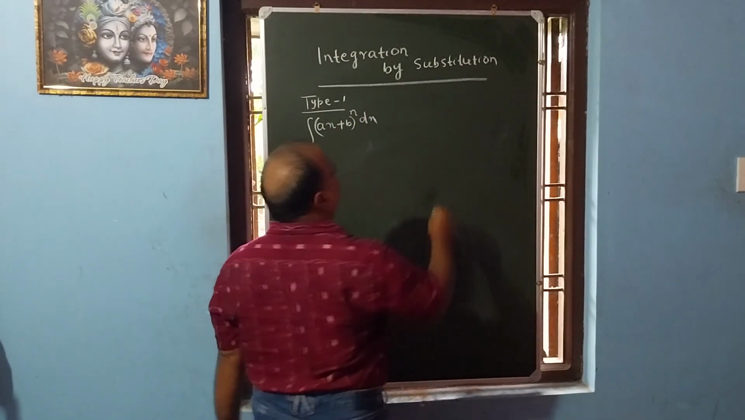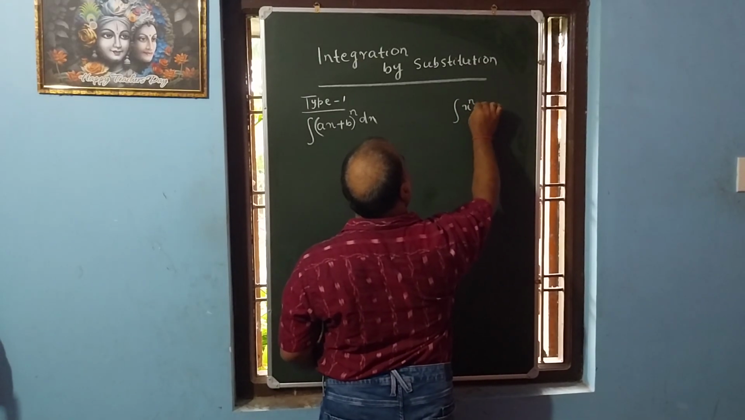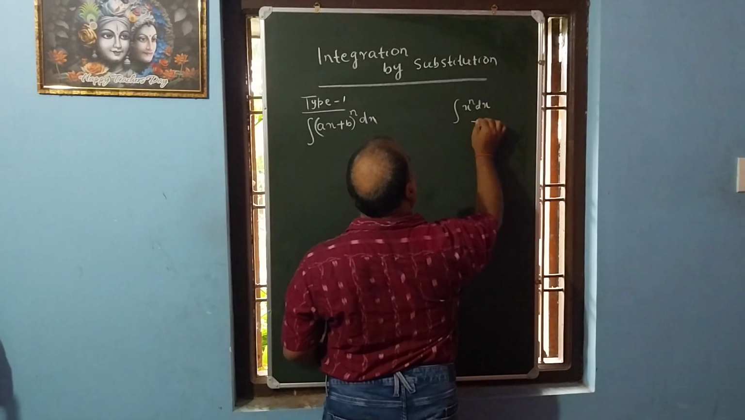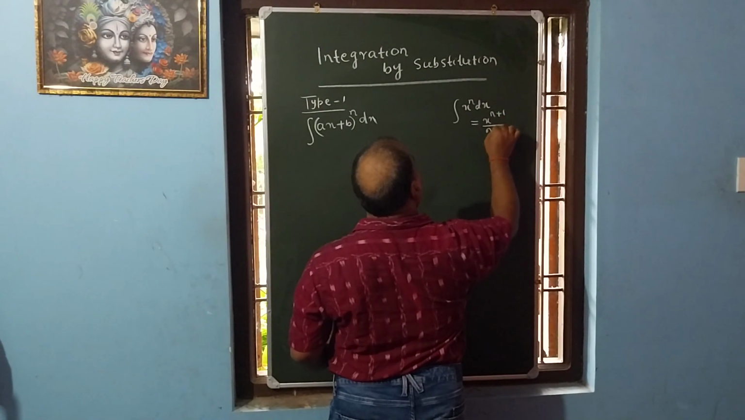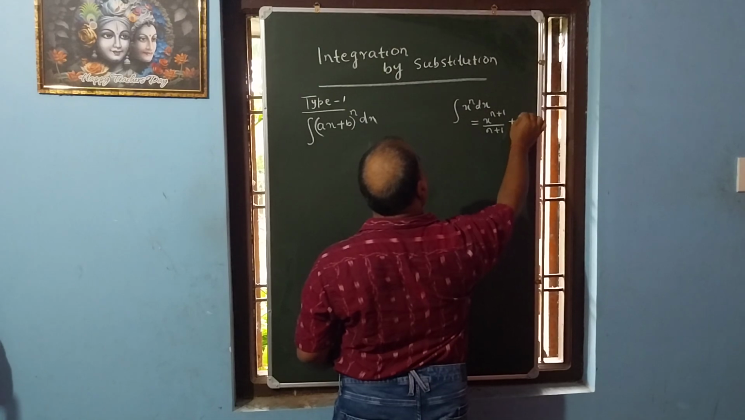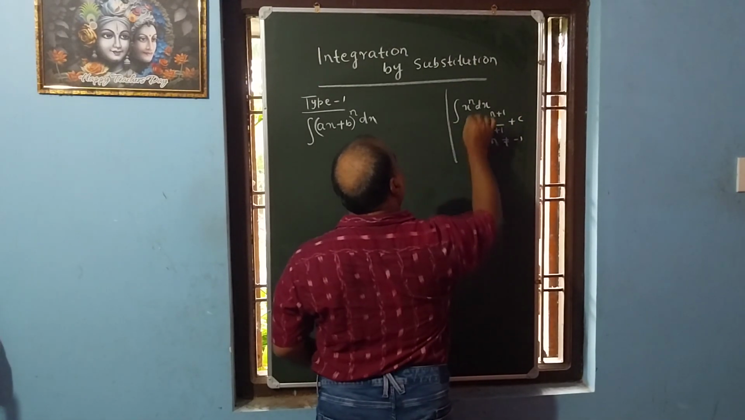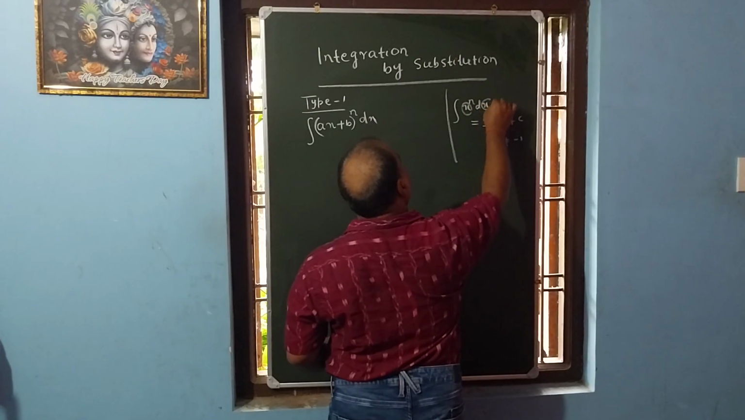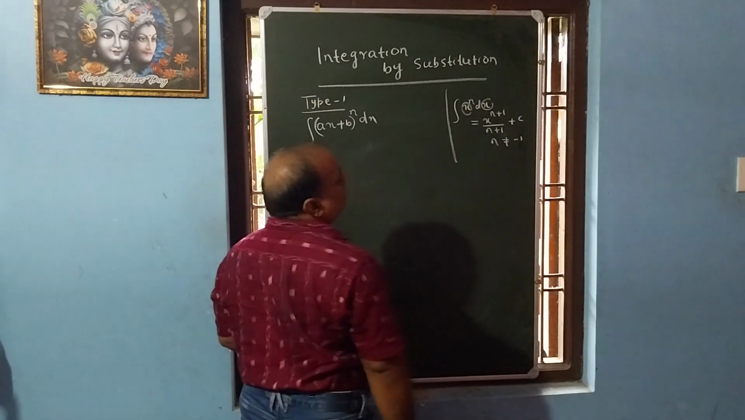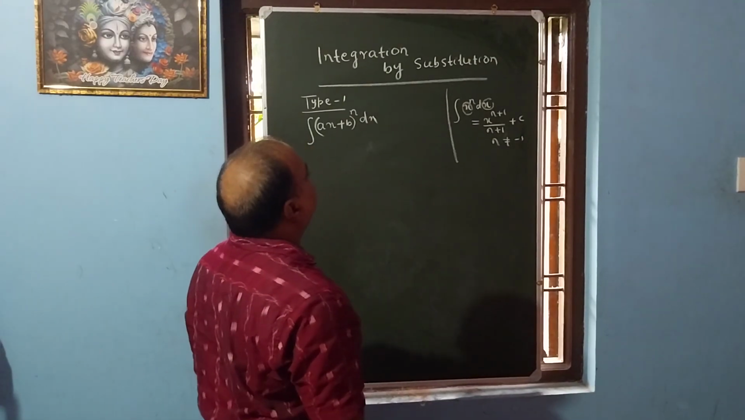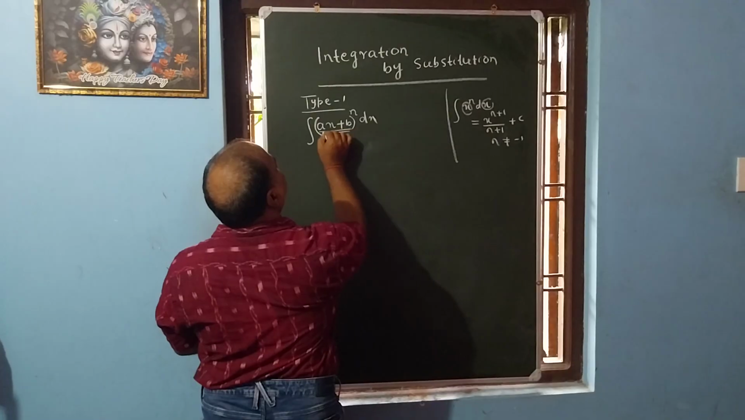So last class I've already discussed integration of x to the power n dx is equal to x to the power n plus 1 divided by n plus 1 plus c, n not equal to minus 1. Here it is x, here it is also x. So the integration is equal to x to the power n plus 1 divided by n plus 1. But today, in place of x, it is ax plus b.